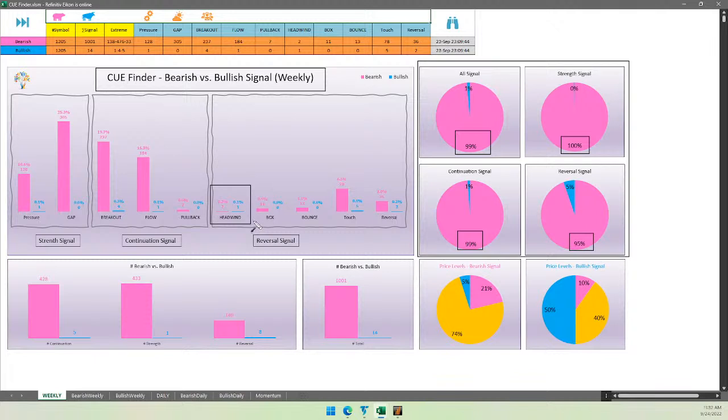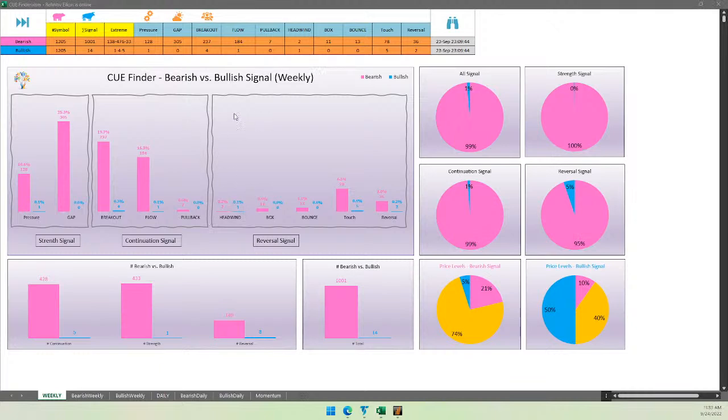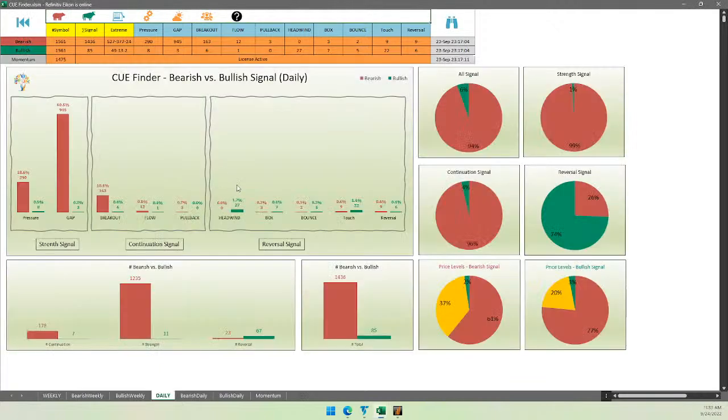This may also give a signal to buy if next week I see the percentage of bullish headwinds becoming 1% or more. So we'll wait for that. We'll not be in a hurry to buy. Market is very oversold in weekly. What about daily? This is also very oversold.